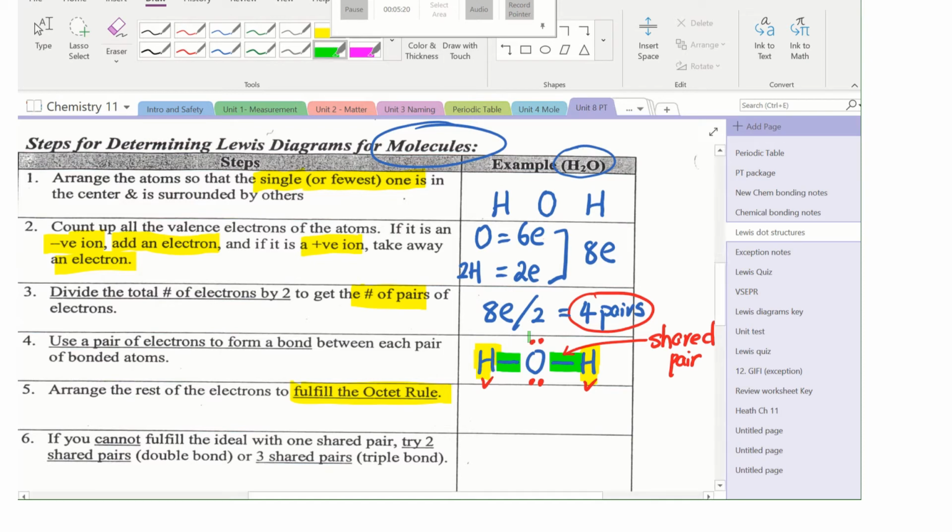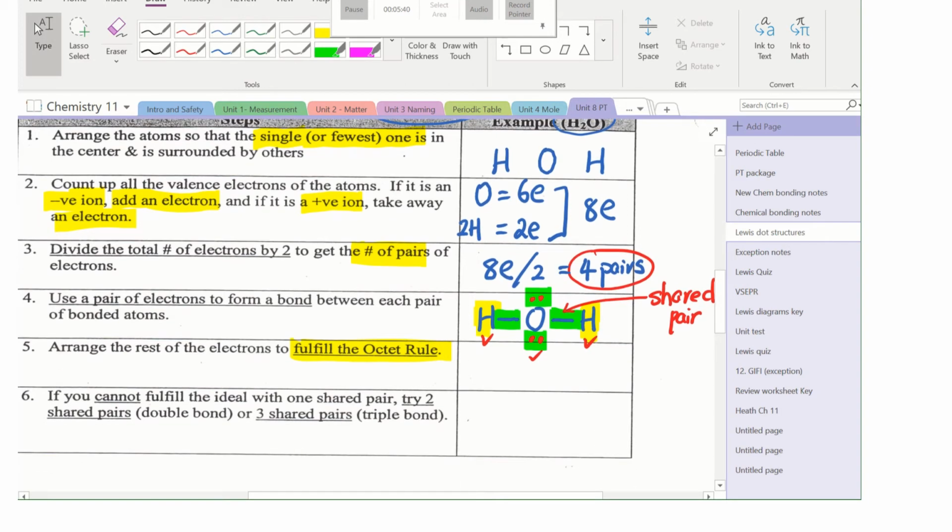Now let's do the counting: 1 pair, 2 pairs, 3 pairs, and 4 pairs. Oxygen has 4 pairs of electrons. That's an octet, happy. So all the atoms are happy. We have successfully used up all the pairs of electrons, and all the atoms are happy. All right, so we're done up to step number 5.